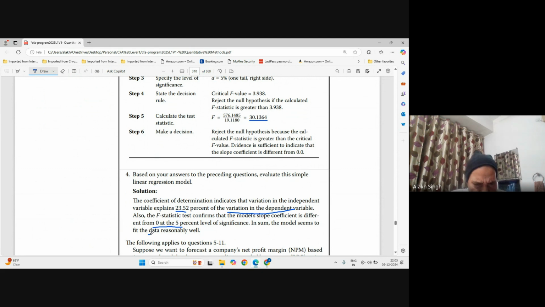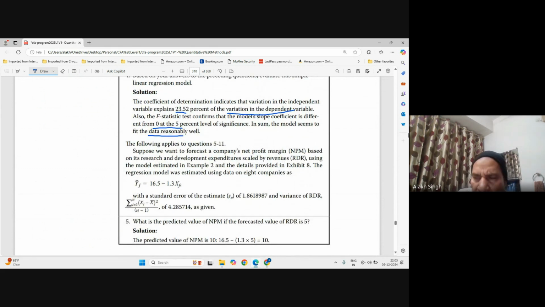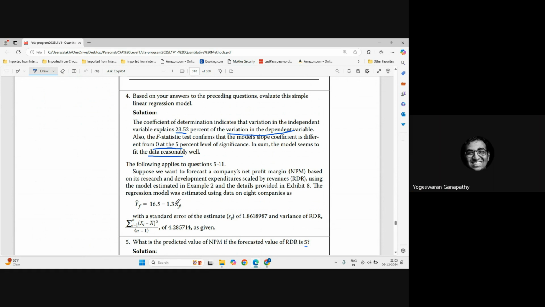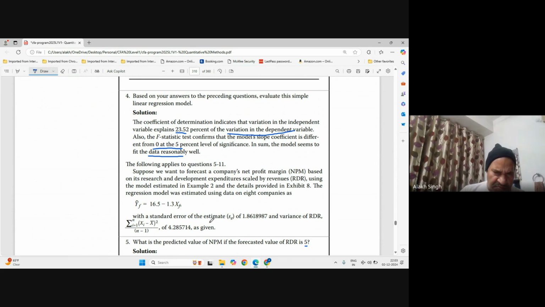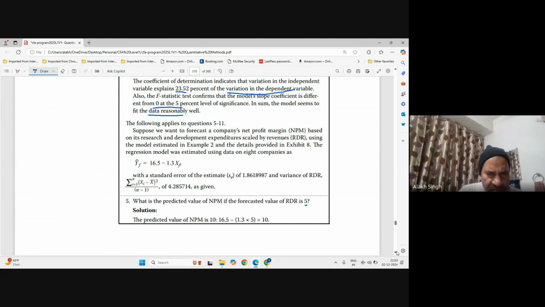In sum, the model seems to fit the data reasonably well. So far, okay. Now let's go to question number 5. What is the predicted value of NPM if the forecasted value of RDR is 5? I think you can easily do it, no? So if it is 5, what will be the predicted value? 16.5 minus 1.3 into 5, so 6.5, so the answer is 10. And does it tell us to calculate an interval? It is 10. Okay.